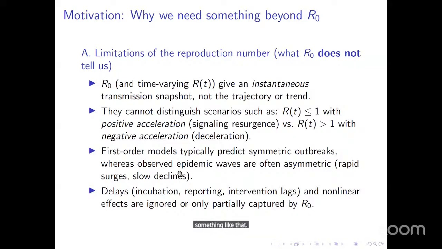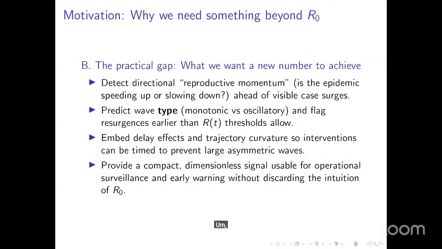All right, so the gap that we want to address: it should be able to detect directional or reproductive momentum, to see whether the epidemic is speeding up or slowing down, even ahead of the visible case surge. It should also predict wave type, whether monotonic or oscillatory, and flag resurgence earlier than the Rt threshold allows. It should also embed delay effects and trajectory curvature.